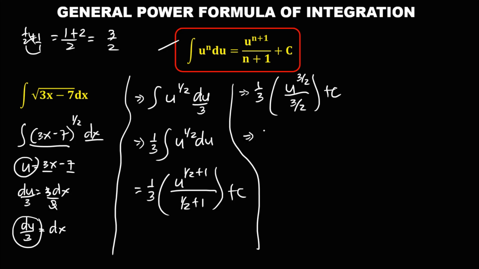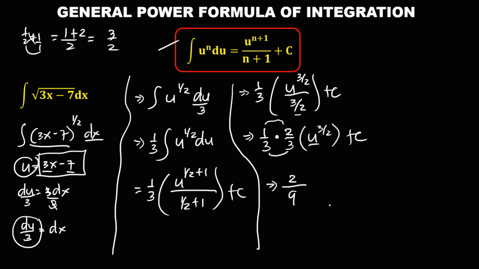Then to simplify, we have 1 over 3 times the reciprocal of this 3 over 2. So this one is 2 over 3 times u to the power 3 over 2, then plus c. Then for the final answer, 1 times 2, this one is 2 over 3 times 3 is 9. Then for u is 3x minus 7. So we have 3x minus 7 to the power 3 over 2 plus c.